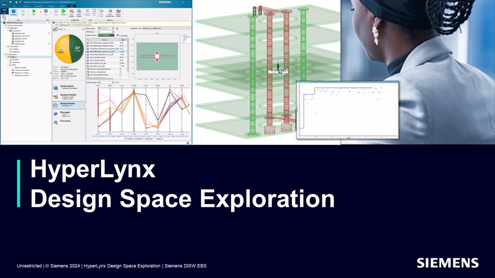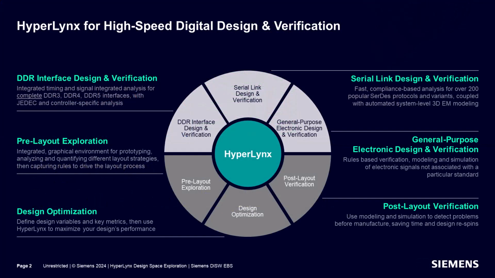Welcome to this presentation on Hyperlink's design space exploration. Hyperlinks as a whole is an integrated family of products for high-speed system design, automation, optimization, and verification. By design, we mean all the planning and analysis that you do before layout to define the rules that you want to use to place and route the board. By optimization, we mean using automated tools to improve design performance for a metric of interest.